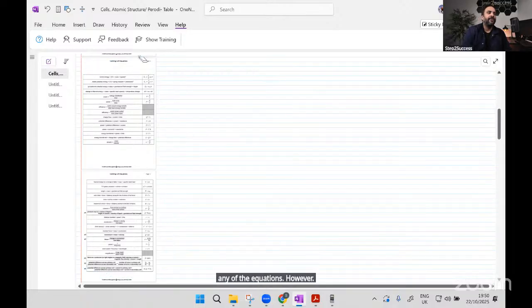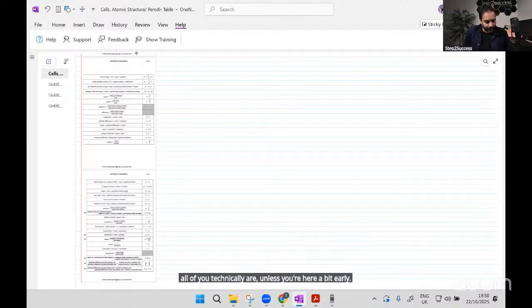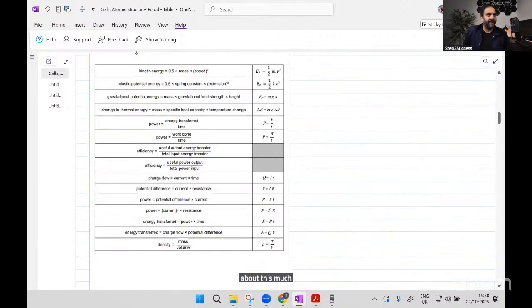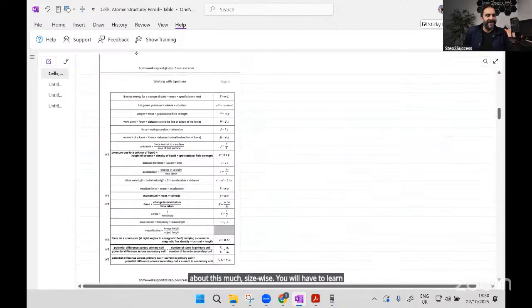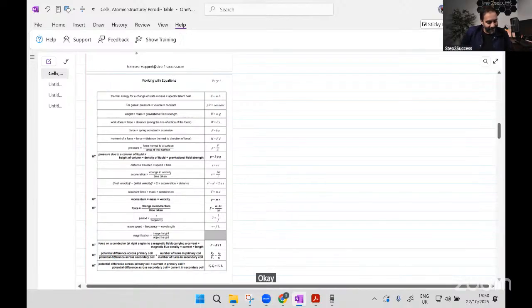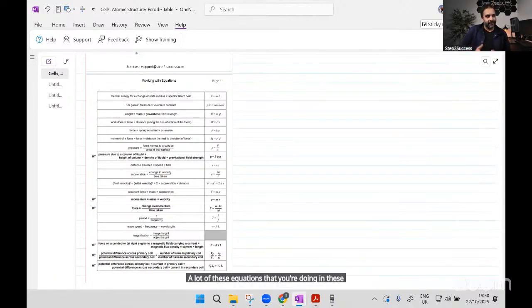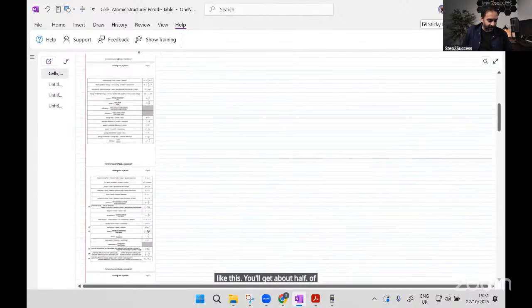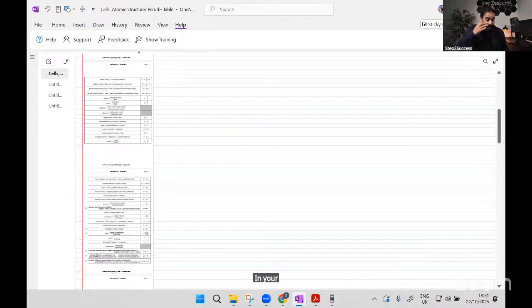However, if you are in year 9 or below, which all of you technically are, unless you are here a bit early, you will get an equation sheet that looks about this much size-wise. You will have to learn about this many equations for your exams, as in memorize them, just because. Okay, so that's the situation, just so you know. A lot of these equations that you're doing in these homeworks and stuff, eventually, not now, you will need to have actually learnt them. You won't get them given to you like this. You'll get about half of these equations that you can see here in your exam, and the other half you will have had to have learnt.